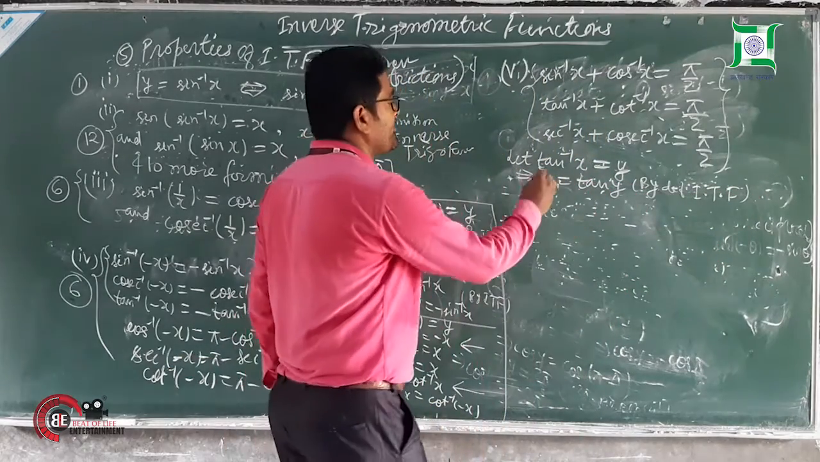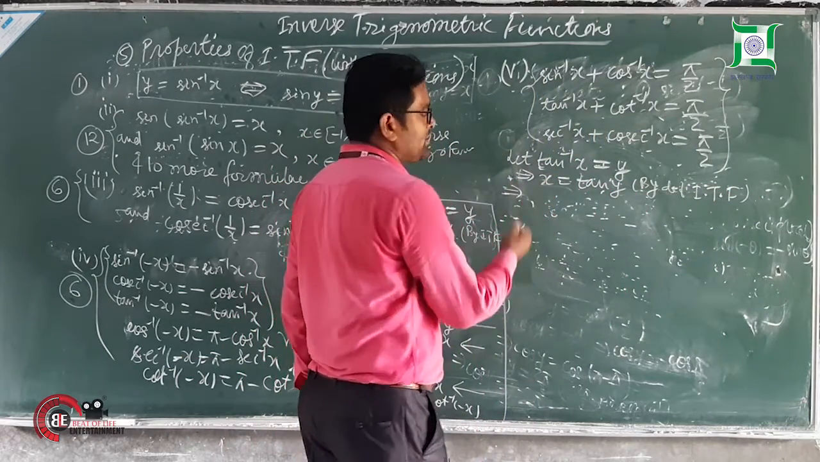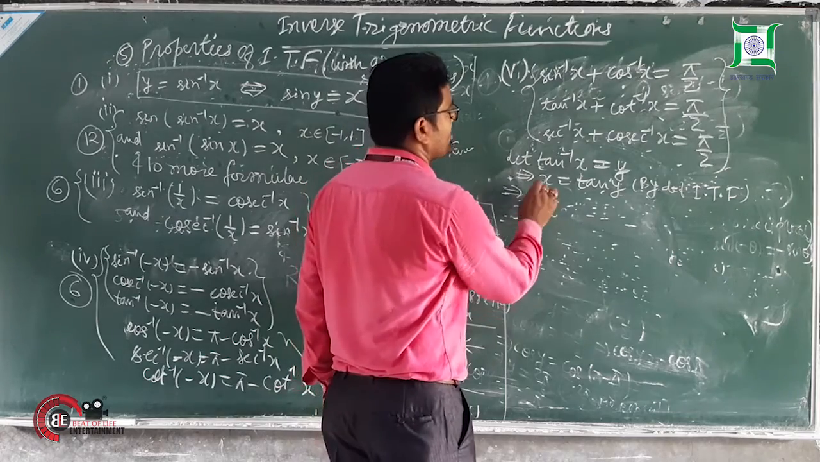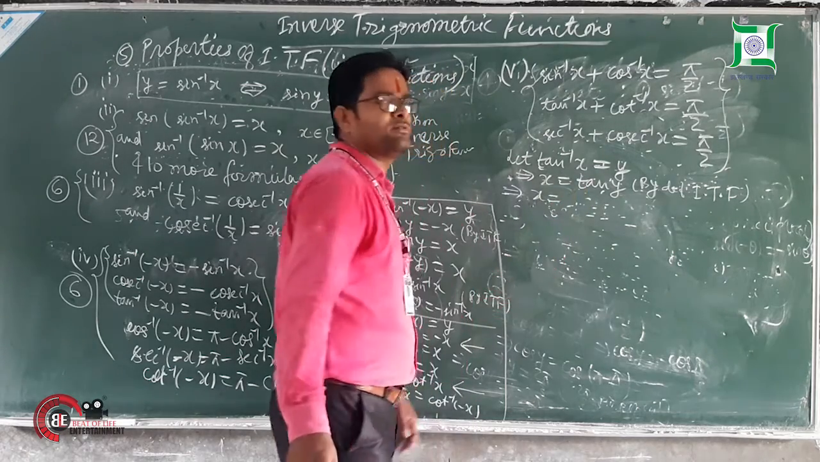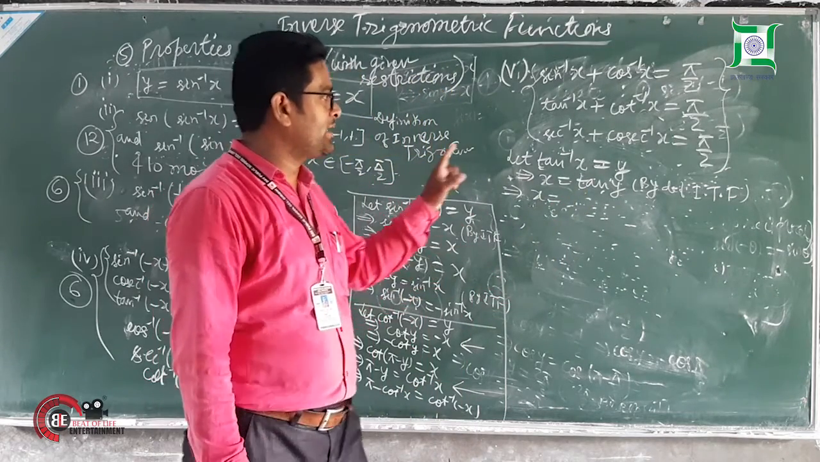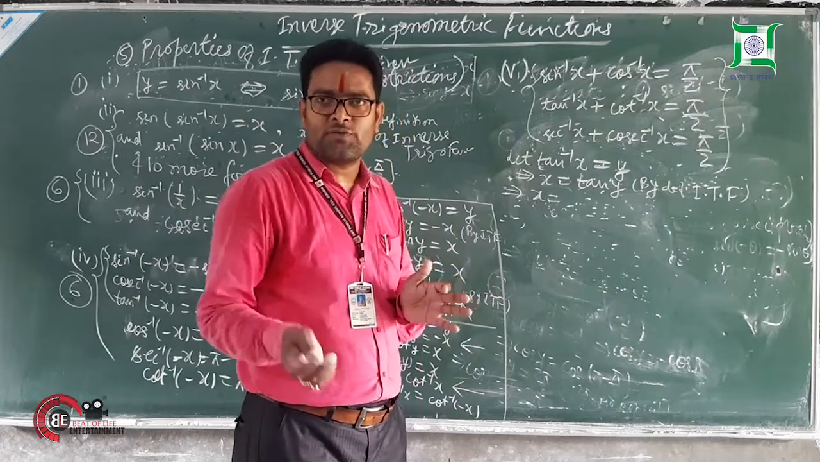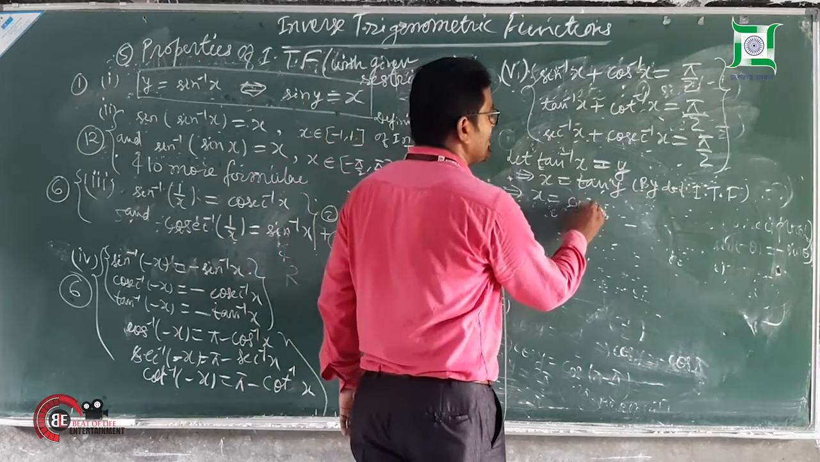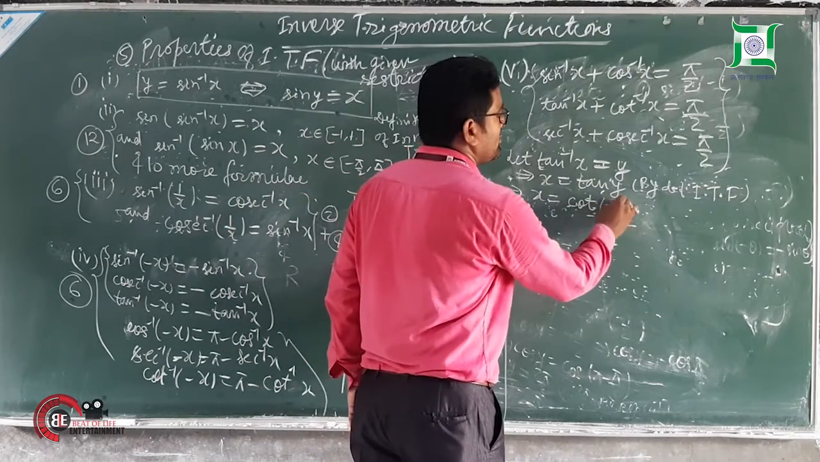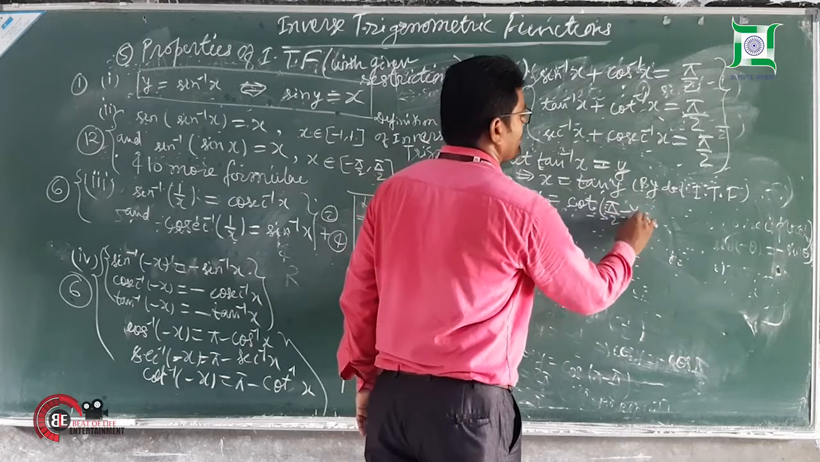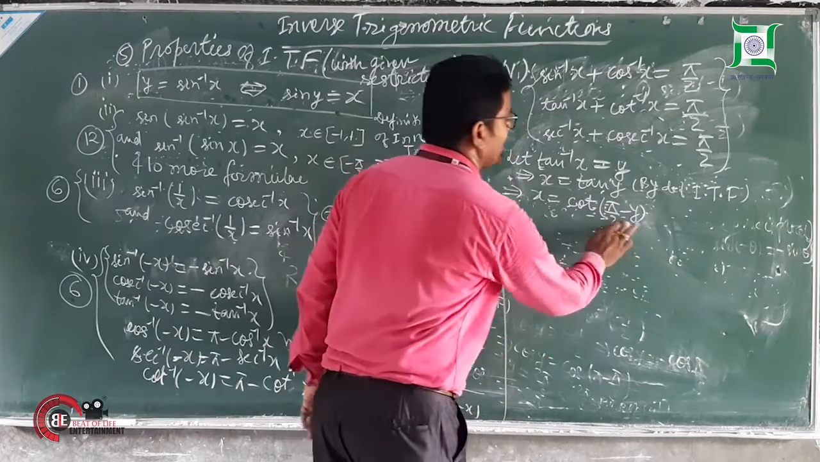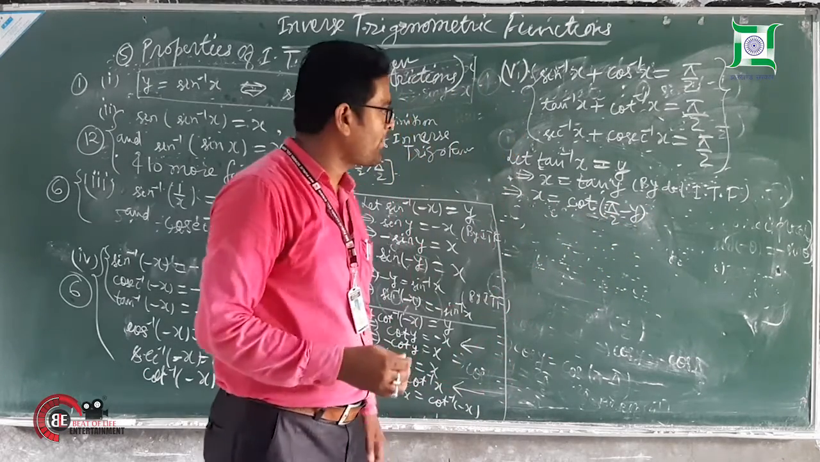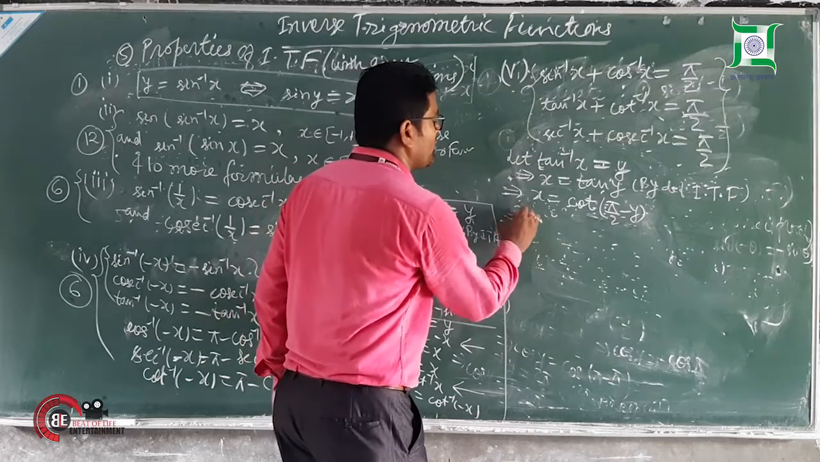Now see, can I convert this tan in terms of cot? I will write it as x is equal to cot of pi by 2 minus y. You know this formula? Cot 90 minus theta is tan theta. Now, can you write it?